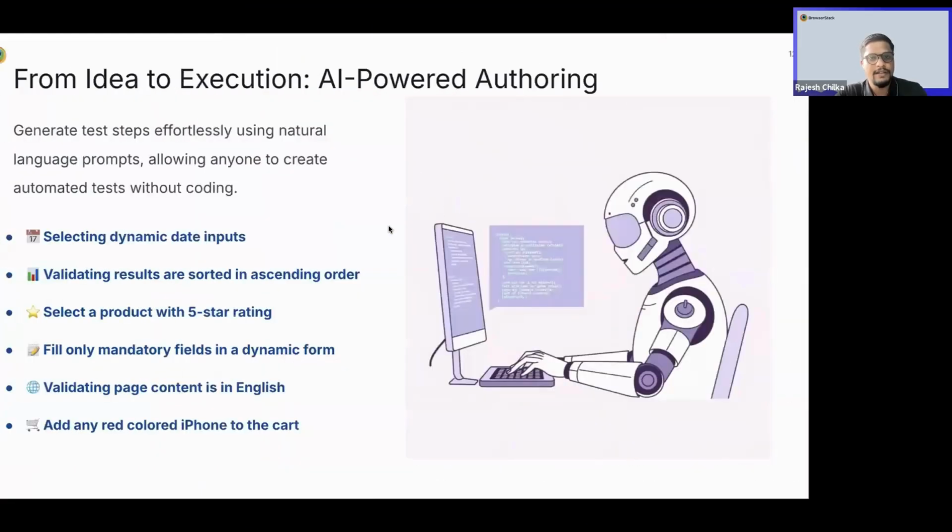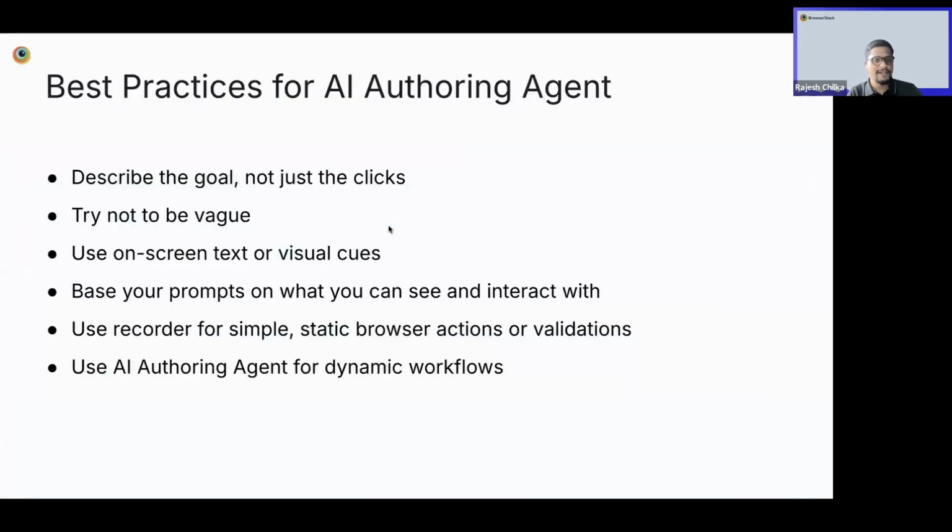Now, there are a few things to keep in mind, right? There are some best practices when you use AI features across any product, not just local automation. With the authoring agent, describe the goal that you want to achieve instead of describing the clicks that you want to perform. For example, click on calendar icon, click on next month's arrow icon, and then select date as 15th. Instead of specifying granular level actions or validations, you can just simply describe the goal, saying enter date in next month after 15th or so and so forth.